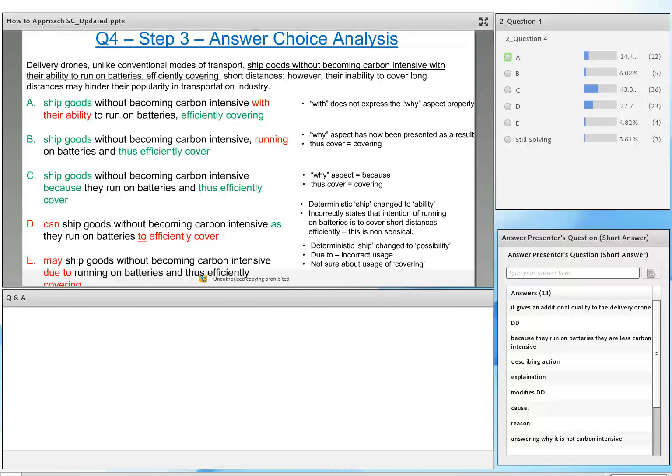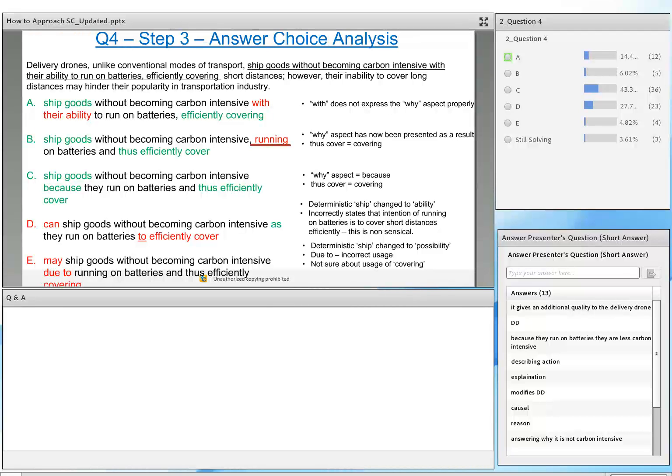Because running on batteries, running is now presenting the result, and that is not correct. This should have presented the why aspect. And again, this is where the meaning analysis that you did was very, very important, because you know that the role played by this entity is to present the why aspect of why DD do not become carbon intensive, right? But over here, this expression is now presenting the result, which is not correct. So choice B is wrong.